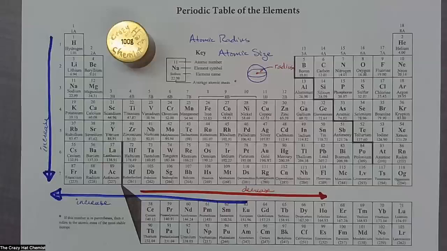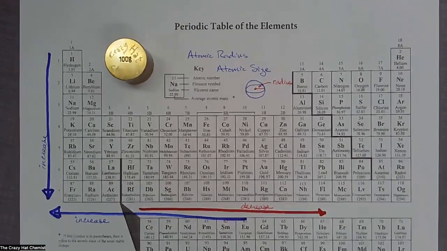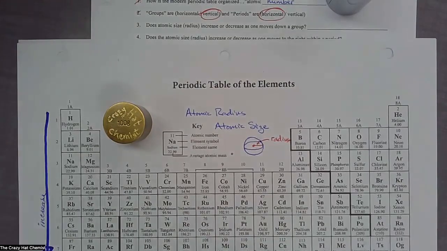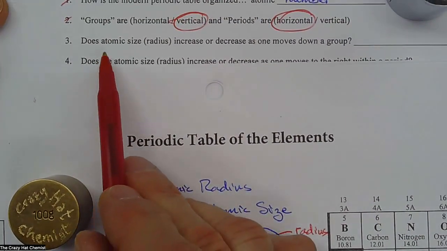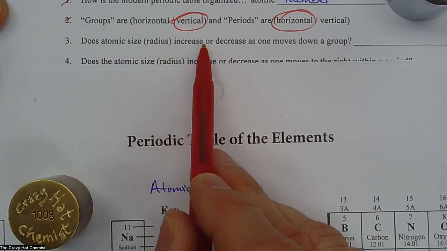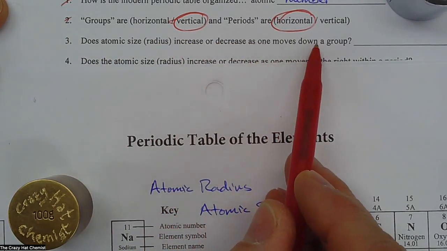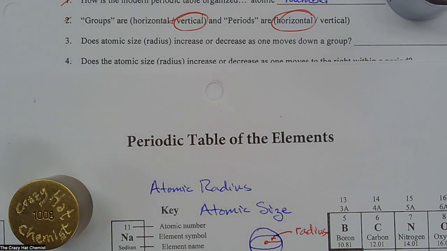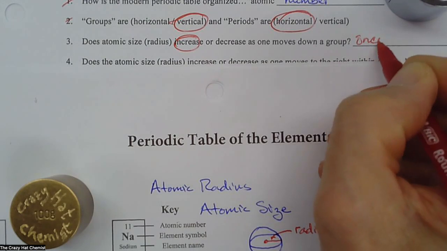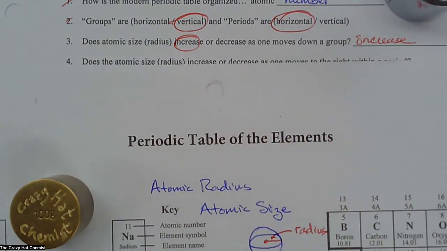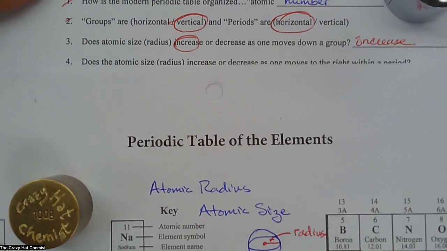So the question is for this next question here. Let's zoom in and go back to our worksheet here. It says, does atomic radius size increase or decrease as one moves down a group? Well, as you move down a group, it increases. So increase. Perfect. All right, so that should be our answer there.